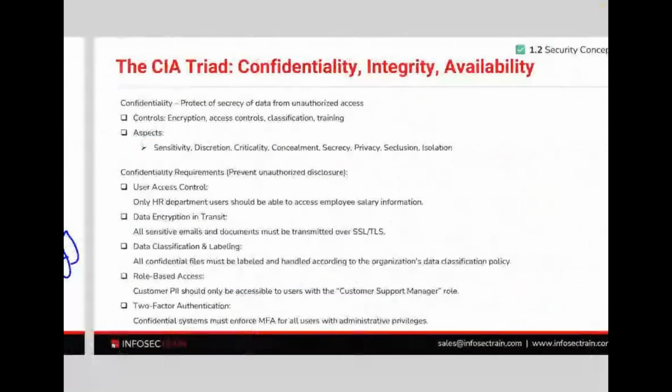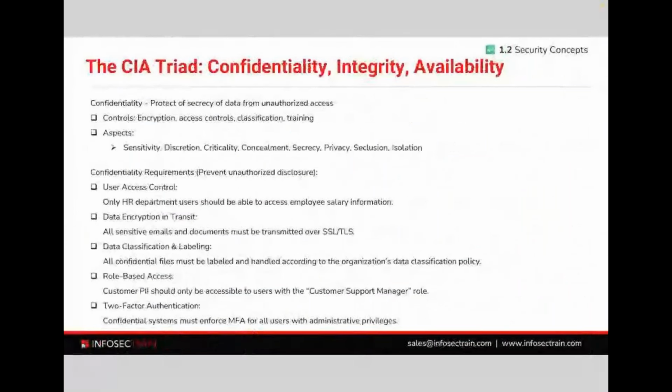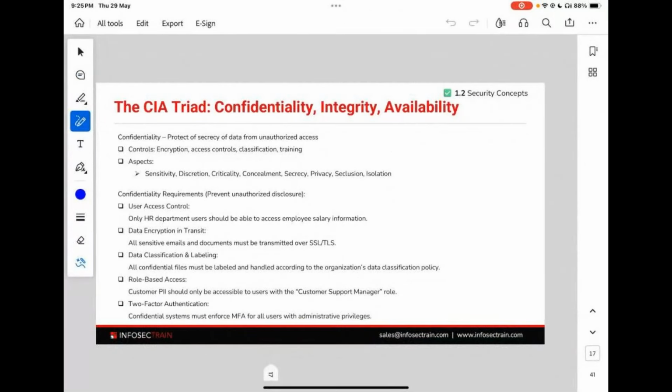Now moving on, we'll talk a bit about what the CIA triad is. CIA is considered the primary goal of information security or cybersecurity. CIA stands for confidentiality, integrity, and availability. People usually represent CIA in the form of a triangle. So here it stands for confidentiality, integrity, and then availability. This is what CIA stands for, right?